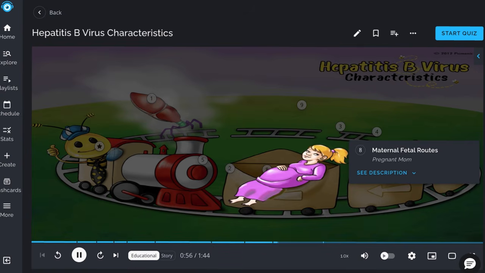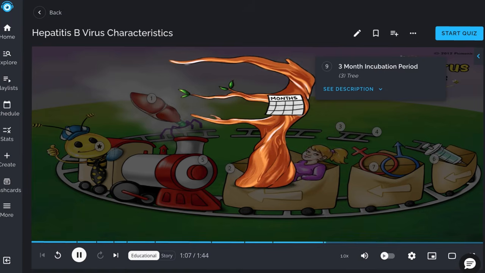If a woman with hepatitis B becomes pregnant, there is also a chance for maternal fetal transmission of the virus, shown by the pregnant lady in the envelope, and the infant can potentially become infected. Hepatitis B infection has a relatively long incubation period of 3 months, shown by the 3 tree.